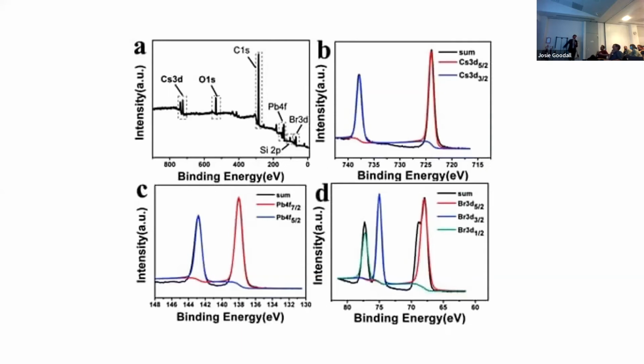There's lots here. What's the dark blue one? I can't read it. The dark one up here. Yeah. So the text says the black is the sum, and we have cesium 3d 5/2 and cesium 3d 3/2. So the 5/2 is the red one, and the 3/2 is the blue one. I hope that's what it is.